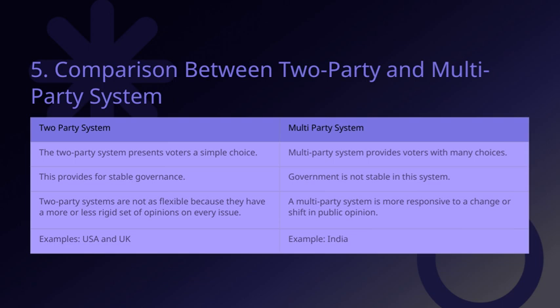So, the main takeaway here is that two-party systems prioritize stability and simplicity, while multi-party systems focus on responsiveness and representing a broader range of views. Both have their strengths and challenges, and understanding these differences helps us see how different countries structure their political landscapes to suit their unique needs.